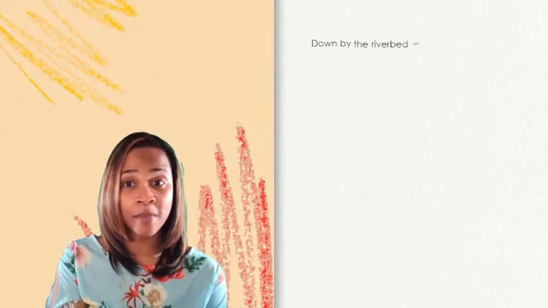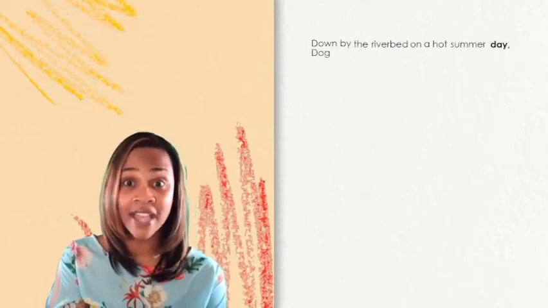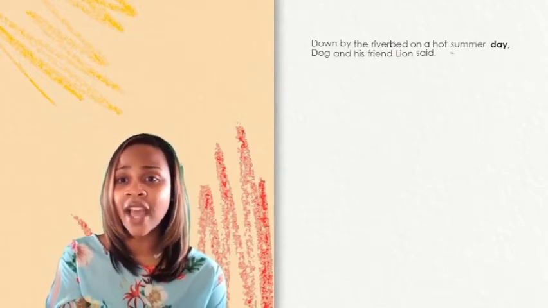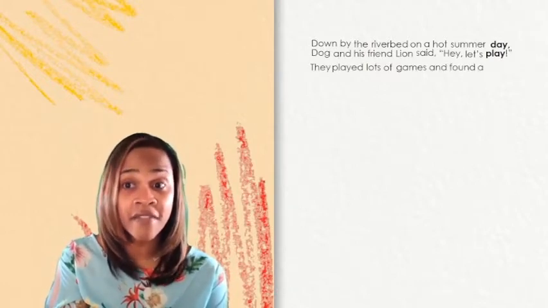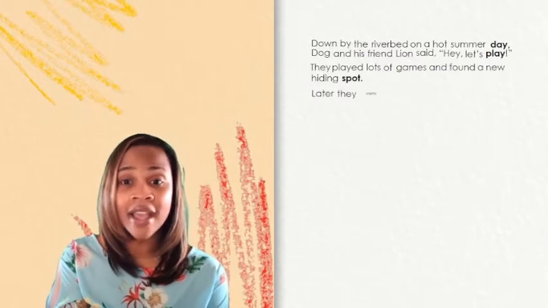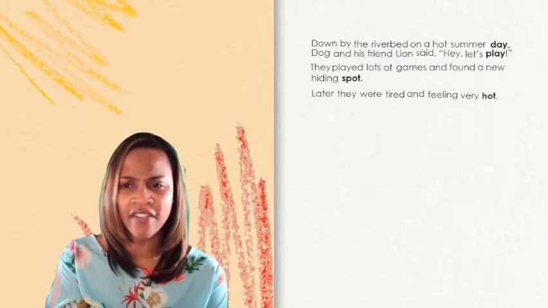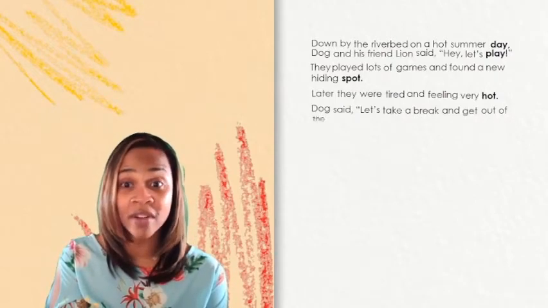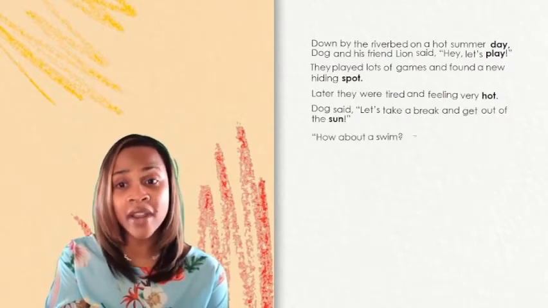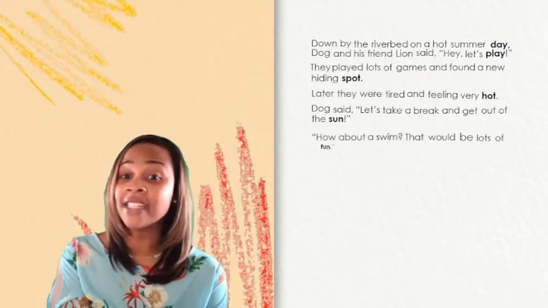Down by the riverbed on a hot summer day, Dog and his friend Lion said, "Hey, let's play." They played lots of games and found a new hiding spot. Later they were tired and feeling very hot. Dog said, "Let's take a break and get out of the sun. How about a swim? That would be lots of fun."